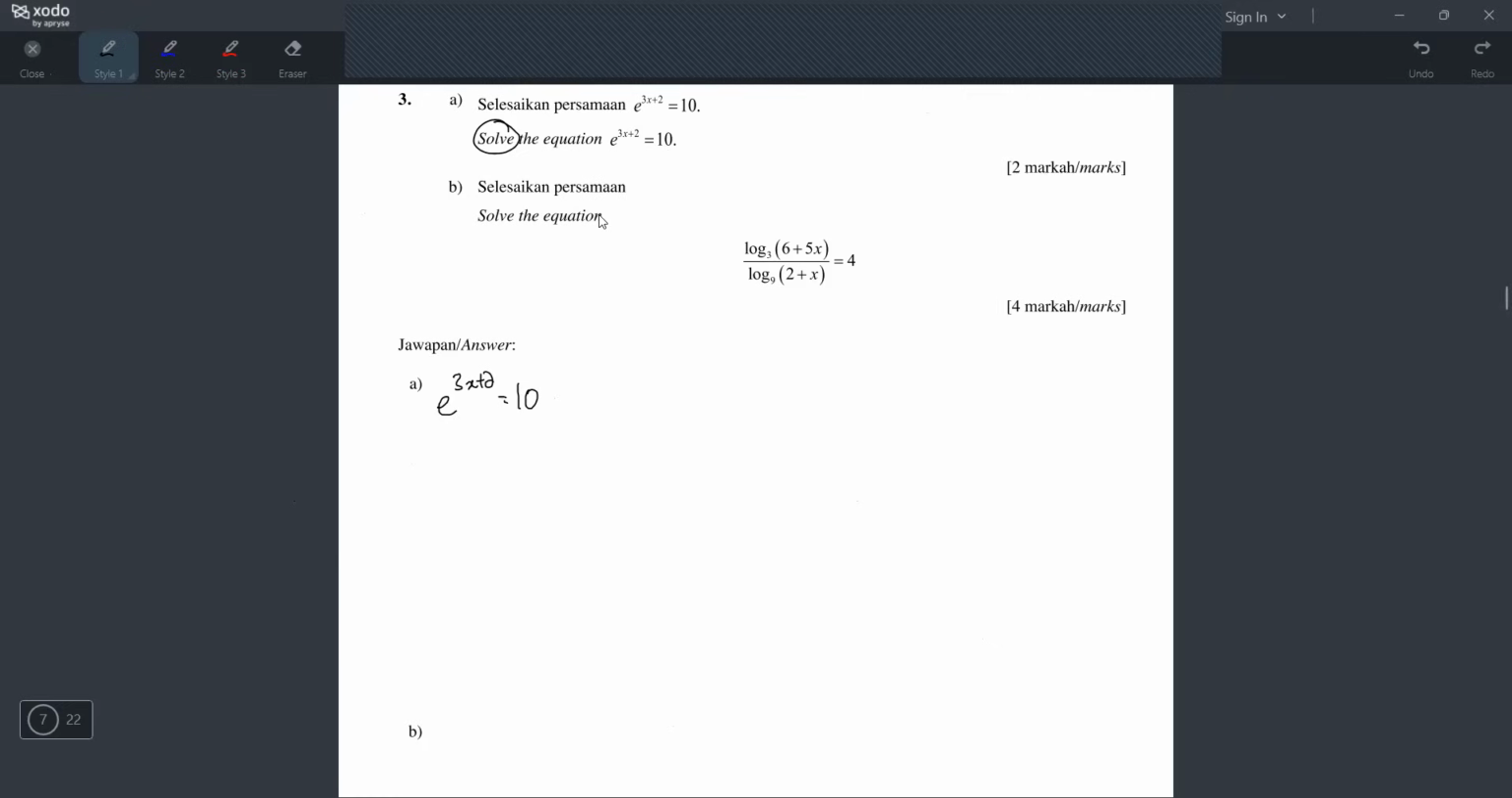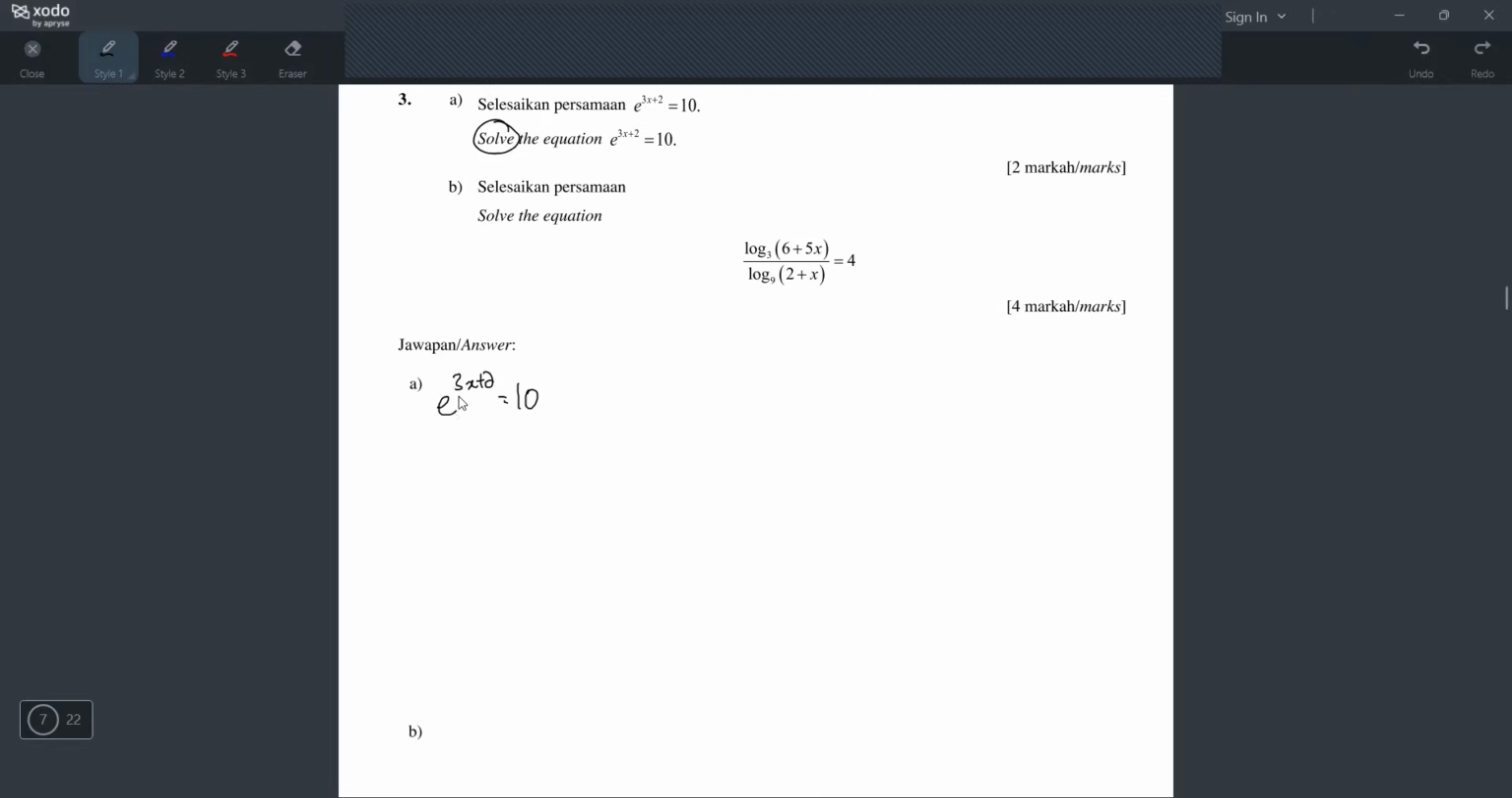E is actually a number, just like pi. Like pi is like 3.141, blah, blah, blah, like that, right? 1415 and so on. E is also a number like that. Right, but it's 2 point something. Okay, so what you want to do now is not to find e, you want to find the x.